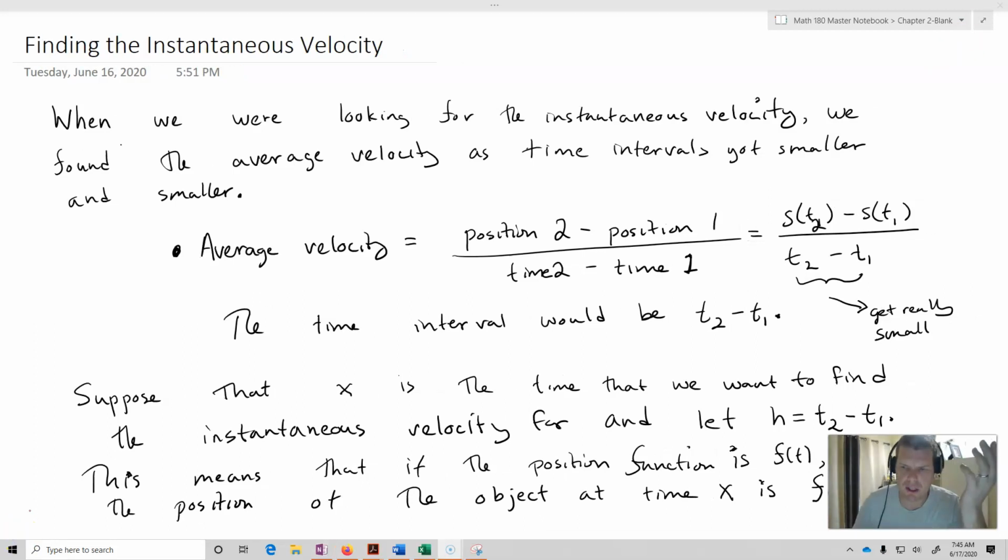So we're going to do a little bit of algebra. Let's suppose that x is the time that we want to find the instantaneous velocity for. And we'll let h be that time interval, t2 minus t1. So if the position function is f of t, then the position of the object at a time x is f of x. We've got this position function f of t, which has been called s before. We'll see that again. But if we're looking at it at a time x, then its position at time x is f of x.